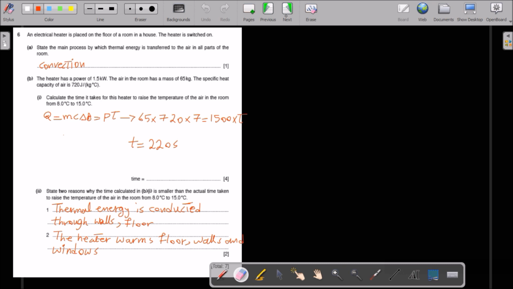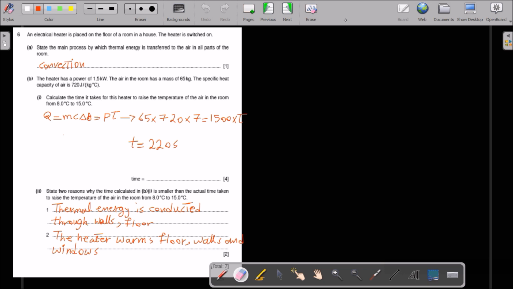Next question. An electrical heater is placed on the floor of a room in a house. The heater is switched on. State the main process by which thermal energy is transferred to the air in all parts of the room. So it is clear, it is convection. The heater has a power of 1.5 kilowatts. The air in the room has a mass of 65 kg. The specific heat capacity of air is 720 joule per kg degree Celsius.